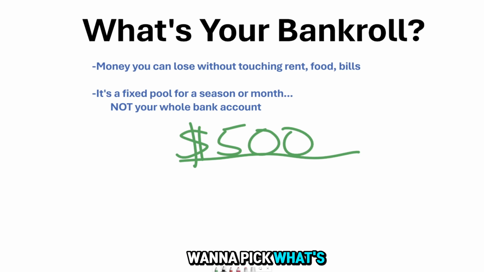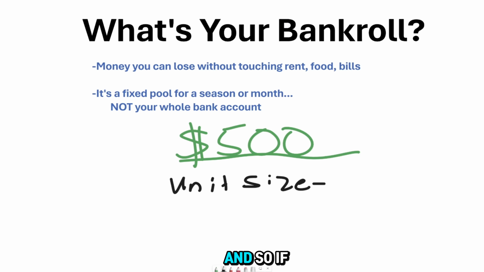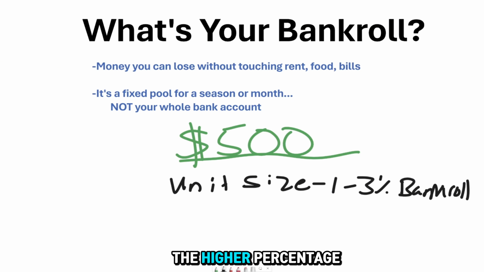So you're going to want to pick what's called a unit size. If you hear people talking about units, they're talking about their unit size. This is between 1 and 3% of your bankroll. You can go up to 5%. It's a little riskier the higher percentage unit size that you have, but you could go up to 5%. I definitely wouldn't go higher than 5, but generally 1 to 3% is safer.